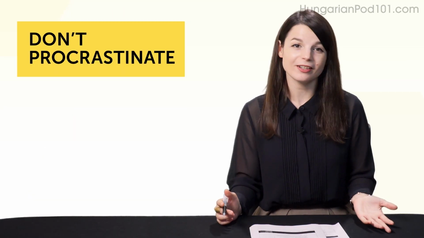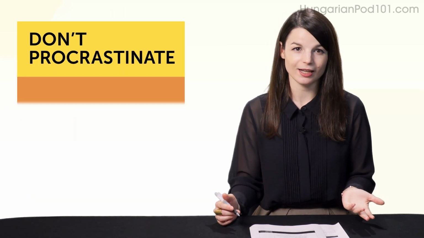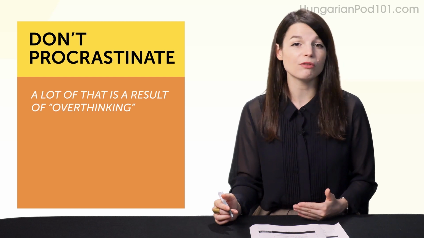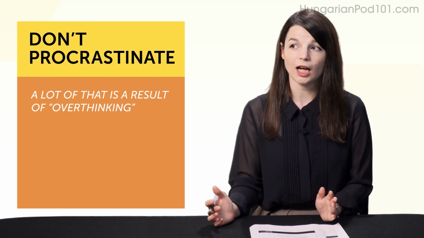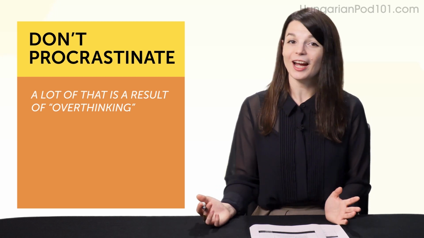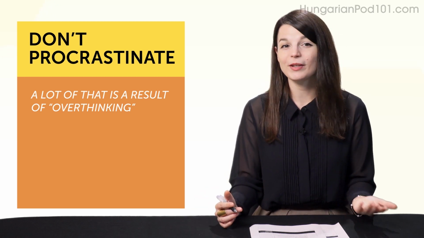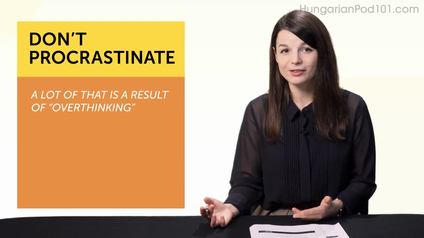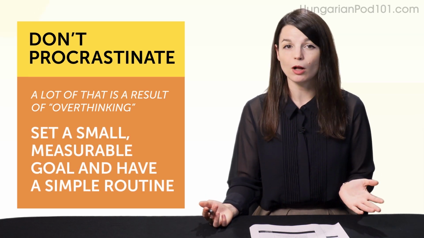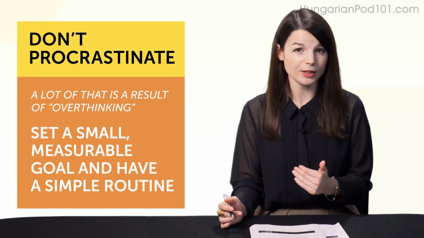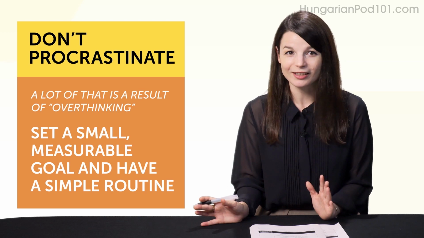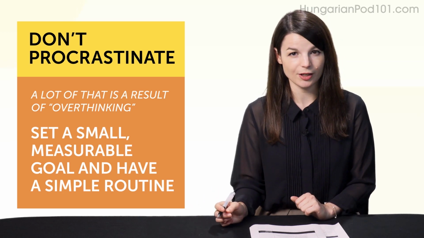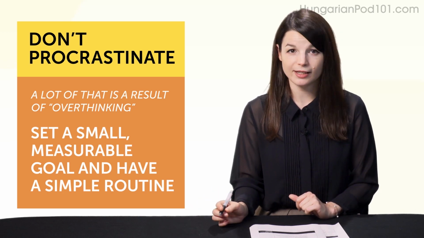Habit number 9 is don't procrastinate, which is easier said than done. Most of us procrastinate. And a lot of that is a result of overthinking. Let's say you plan on studying today. So you remember, I have to study. Now you're ruining it in your head. It becomes something you have to do. It's a hassle now. But if you set a small, measurable goal and have a simple routine, spend 5 minutes, then you know you just need to put in 5 minutes and you're done. So if you want to beat procrastination, make your goals and routines easy.